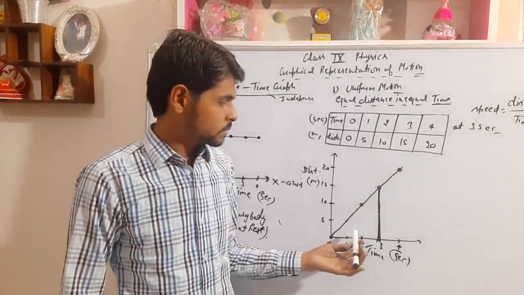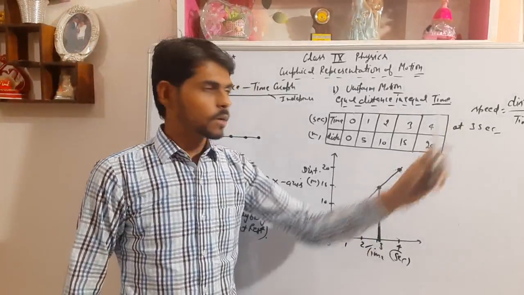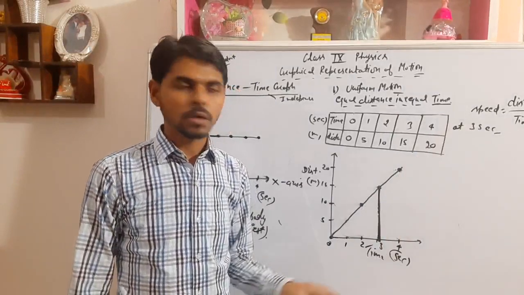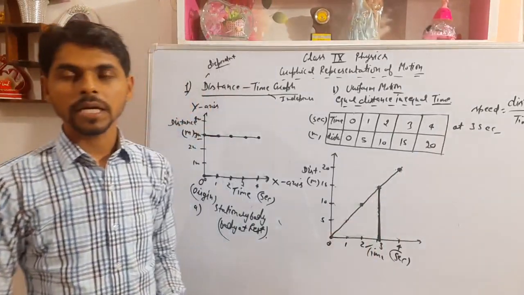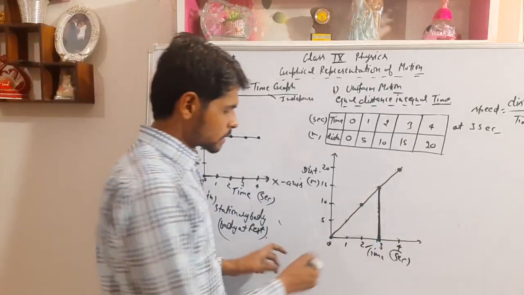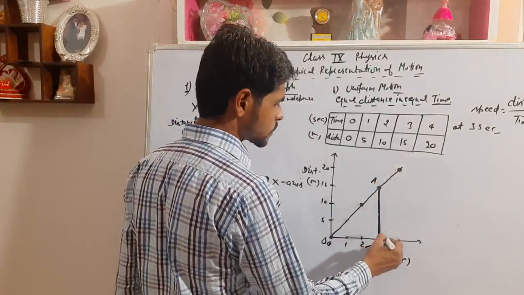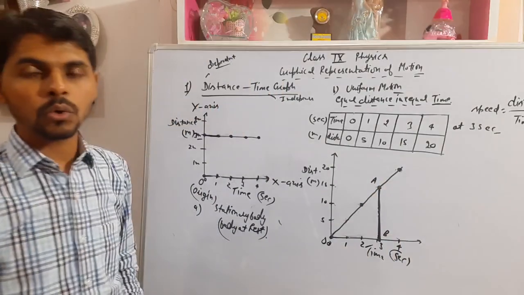So look here. If we want to calculate the speed at 3 seconds, we have to draw a perpendicular at 3 seconds. Okay. Now we have a triangle. This was O, this is the point A and this is the point B. So we have a triangle OAB.